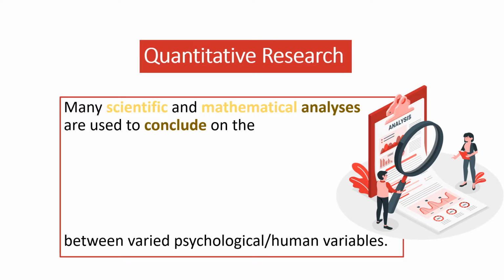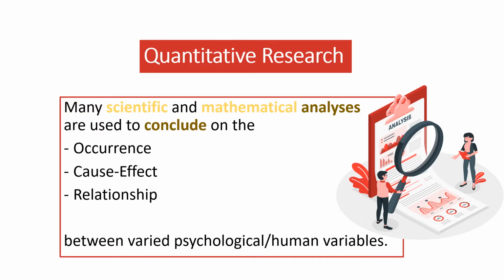Many scientific and mathematical analyses are used to conclude on various psychological human variables, and these include data on occurrence of that phenomena or variables, cause and effect relationships between variables, the relationships or correlationship and association between variables, and finally the predictability of one variable over the other.